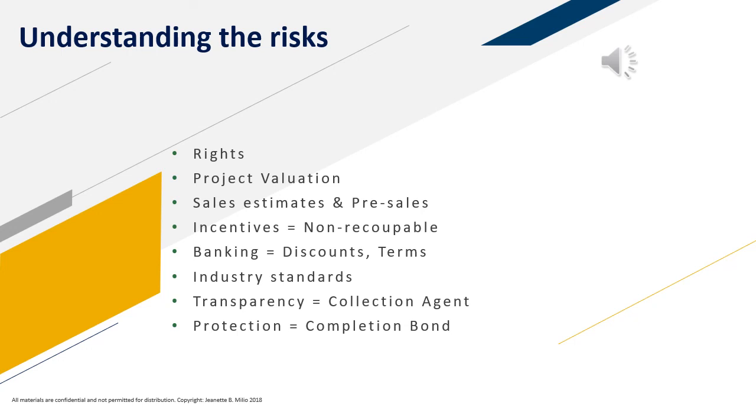Banking is important in order to use our distribution and pre-sale components and liquidize them so that we can use those funds to cover our production cost. It is important to understand with every finance plan and every distribution agreement we enter into what industry standards are applicable. It is also important to hire a collection agent and to employ a completion bond.